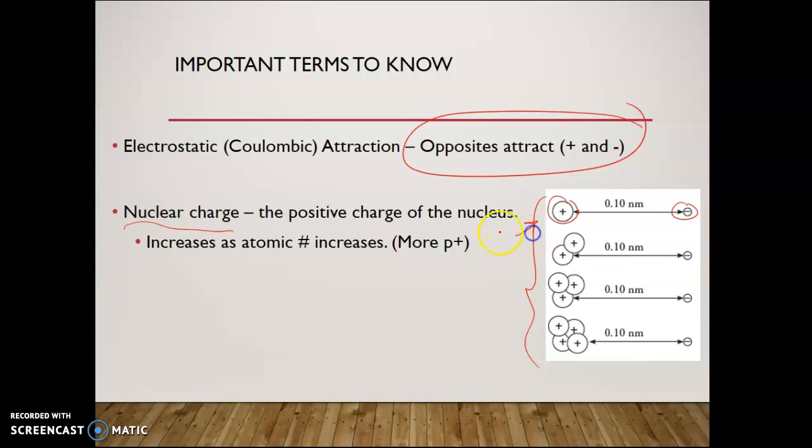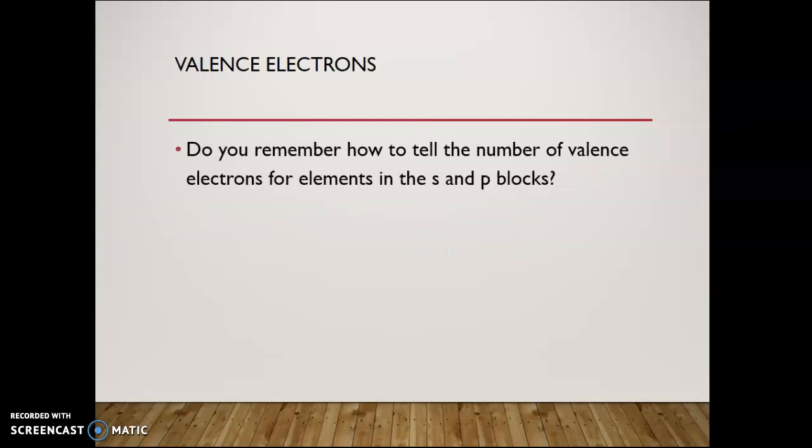So here my nuclear charge is 1. Here my nuclear charge is 4. Right? As my atomic number increases, then my nuclear charge increases. So these are 2 really fancy words that just mean opposites attract and number of protons. But I don't want you to get bogged down in the language. Okay. So valence electrons. Do you recall how to tell the number of valence electrons for the s and the p block? Okay, you just have to count across, right? So 1, 2, and then we skip the d block, and then we count 3, 4, 5, 6, 7, and 8.